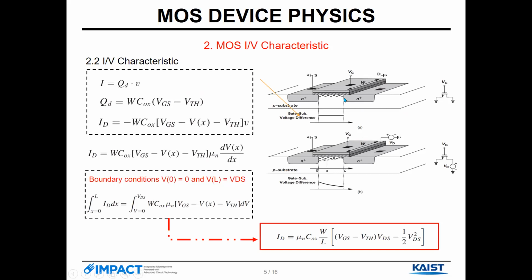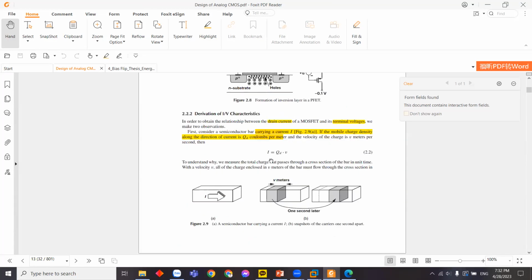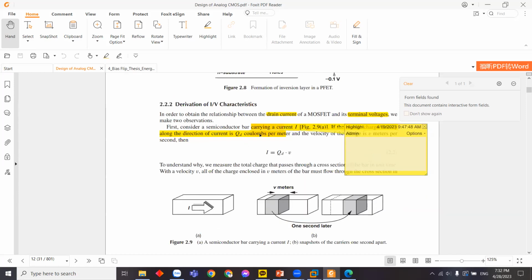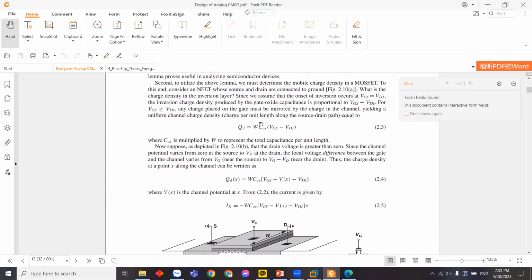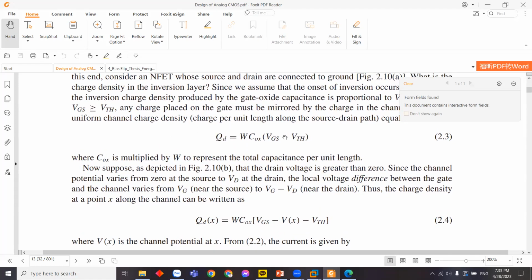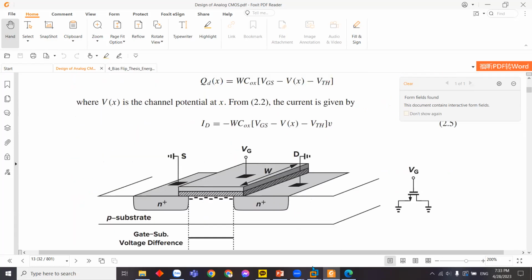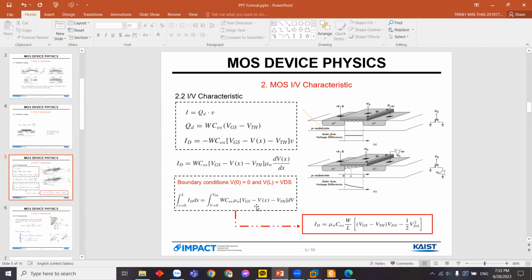Next is the MOS current-voltage characteristic. The formulation came from what I read in this book, Design of Analog CMOS Integrated Circuits. Initially the current is equal to charge per meter multiplied by the velocity. From the formulation, Q is equal to W multiplied by C and voltage. It can be understood that the charge of a capacitor is C multiplied by the voltage. Also, after I used a calculator, I can get the ID in this line.